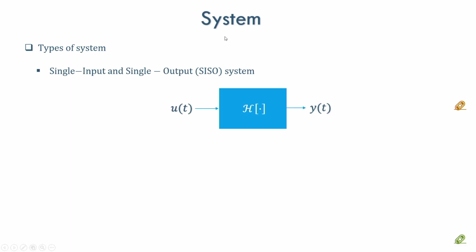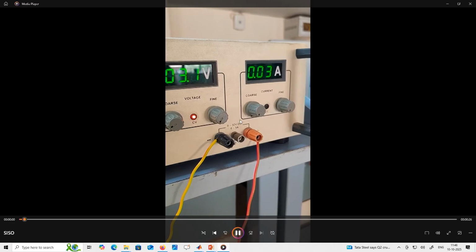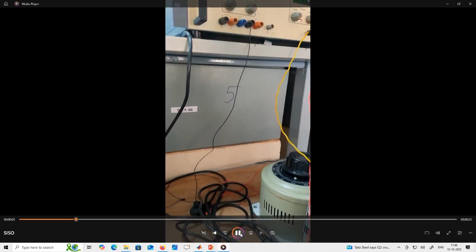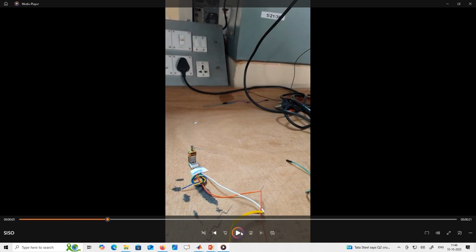So, basically there is this single input, single output system. Depending on the number of inputs and outputs of a system, we can differentiate systems as SISO systems, single input, single output systems. Now, what is a single input, single output system? You will have a single input and a single output. I will show you a typical example. A typical example would be something like this.